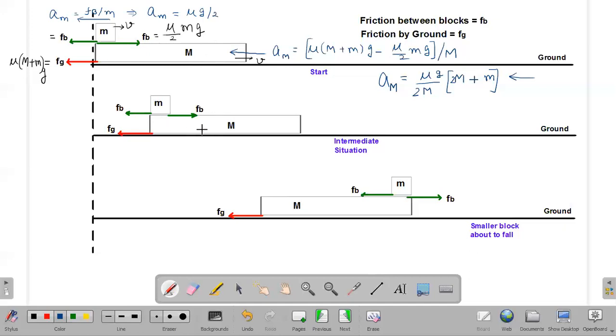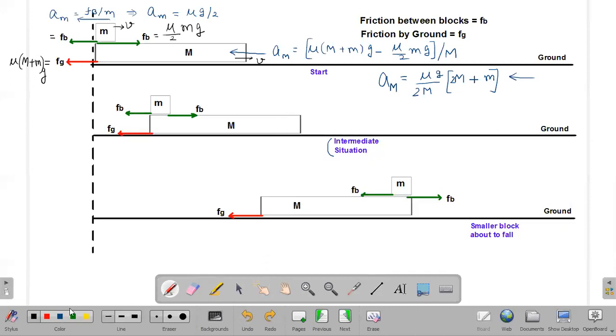Now, at any intermediate situation, if I consider the motion of the upper body relative to capital M, suppose that I have an observer on the mass capital M. For this observer, the acceleration of small m will be considered as a relative acceleration. Or I can skip this statement. Okay, I can do it another way. I will do this question by a simple method.